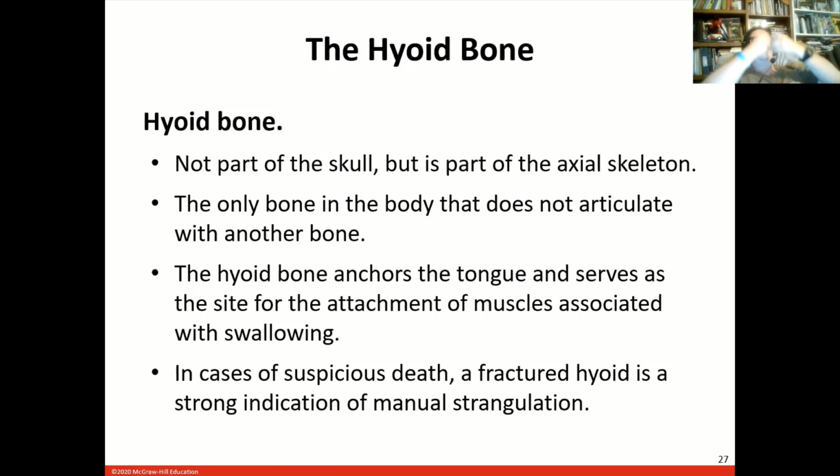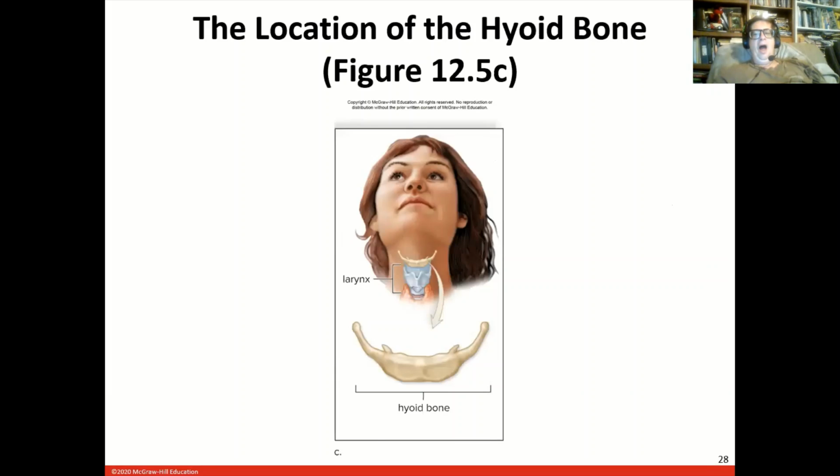Those muscles pull and raise your entire larynx, but especially if you put your hand right here, it's on the laryngeal prominence of the thyroid cartilage, that big shield-shaped thyroid cartilage. Every time you swallow, you can see it goes up. All right. In cases of suspicious death, they look for a fractured hyoid bone. That could be caused by being strangled. Break the hyoid bone. All right, so there's your hyoid bone. There's your larynx underneath it.